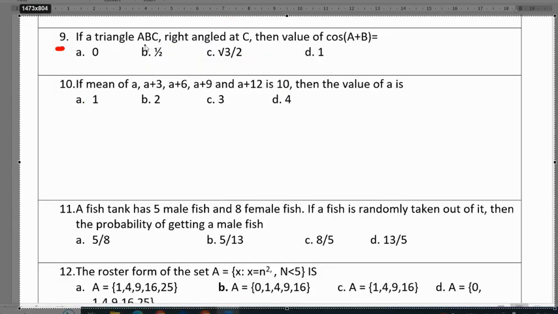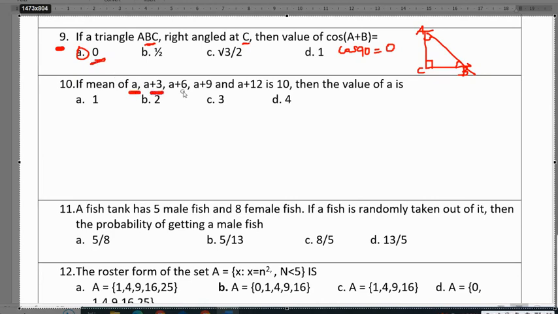Ninth question: in a triangle ABC, right angle at C, then the value of cos(A plus B). So it is triangle ABC, right angled at C. If C is 90, A plus B will obviously be 90, because the sum of the three angles in a triangle is 180. So cos(A plus B) is cos 90, which is 0. Correct option for the ninth question is A, 0.